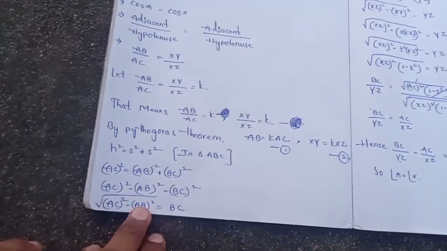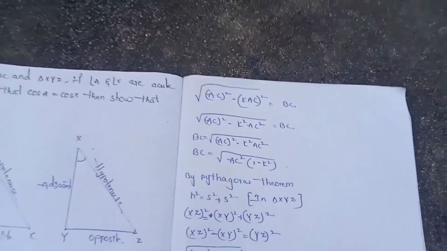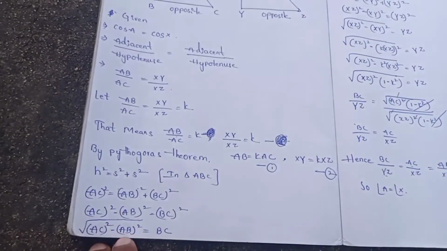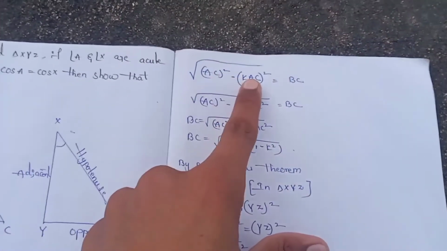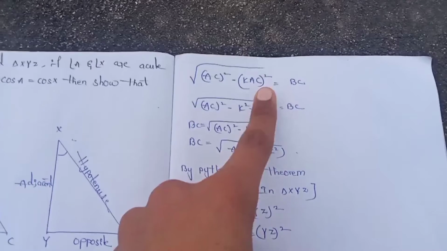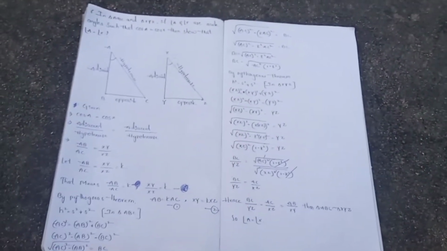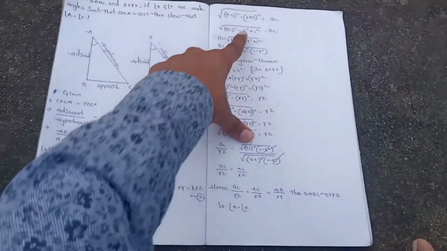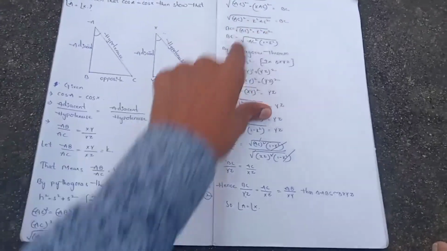See here, understand very clearly. AB square, what does it become here? KAC square, you already know that. What is the value of AB here? KAC, so we have to write KAC here. AB square means KAC whole square, is equal to BC. AB is nothing but the value KAC.